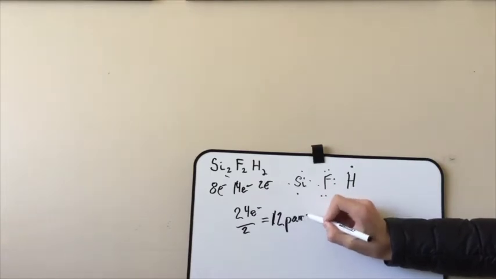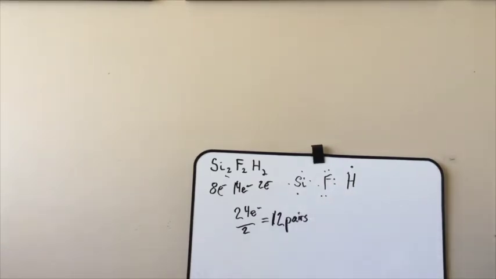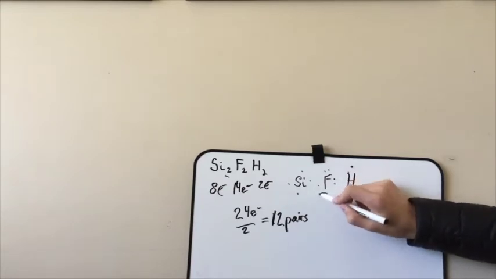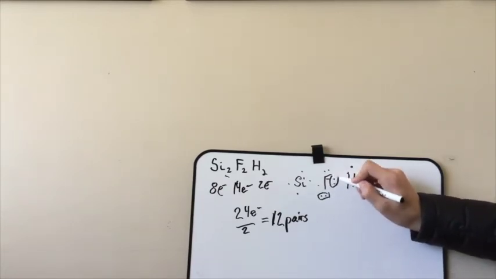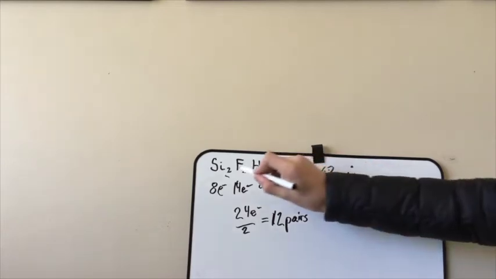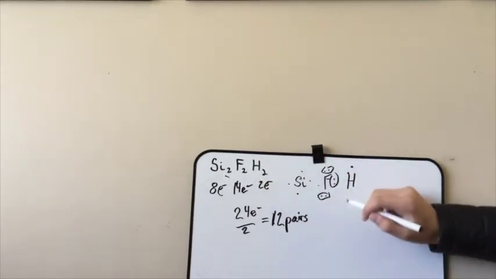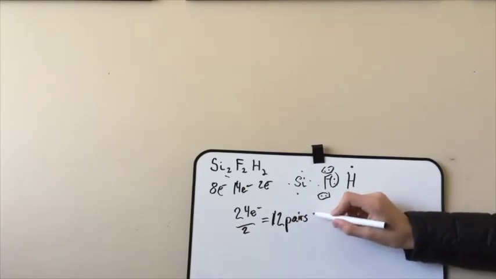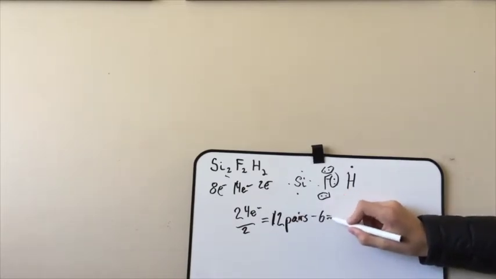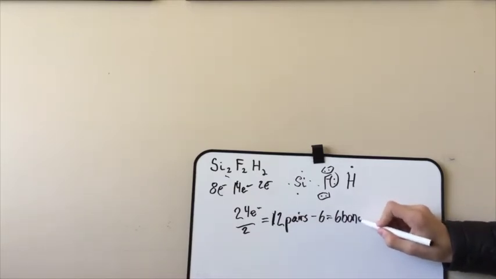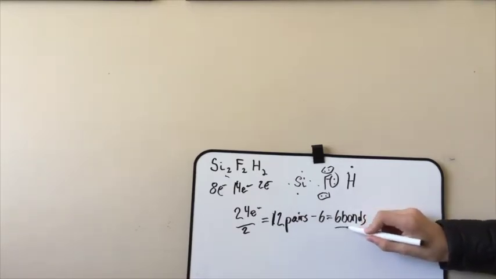The next thing you want to do after you calculate the total number of pairs is subtract the total number of, quote, unshared pairs. We look at our dot structures and see that we have 3 unshared pairs, 1, 2, 3, and then we look at the fact that we have 2 fluorine atoms, so that's a total of 6 unshared pairs. By subtracting 6, we get a grand total of 6 bonds. The bonds are really a great way to check our work, and it'll come into play later.